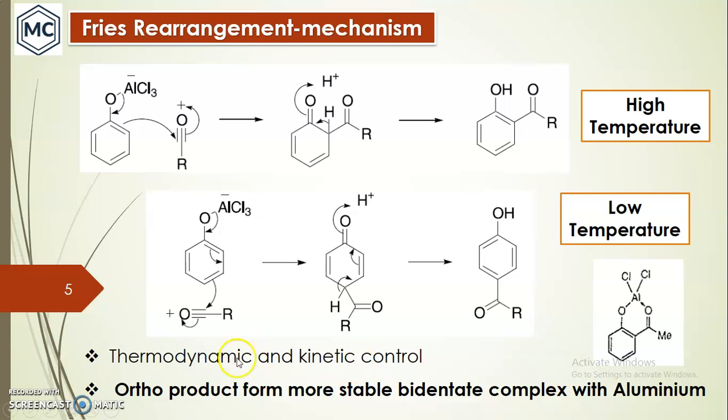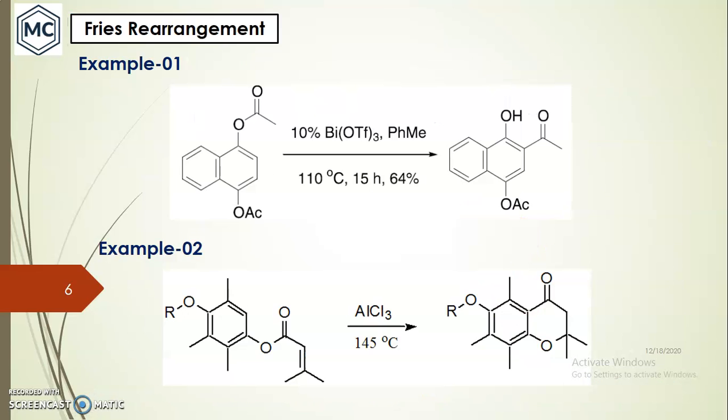And the thermodynamically controlled product is the ortho one, and it is sometimes very difficult to form because of its steric hindrance, and you need heating. Heat is required to make the ortho product form. But at the same time, once the ortho product is formed, you can see that it can form a stable bidentate complex like this with aluminium. So that means once it is formed, it is highly stable. That means it's the thermodynamically controlled product, and the para is the kinetically controlled product.